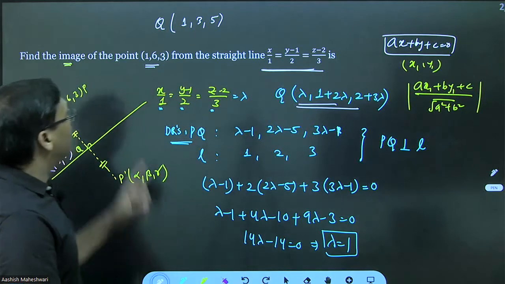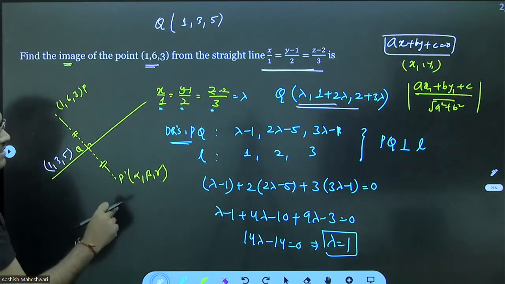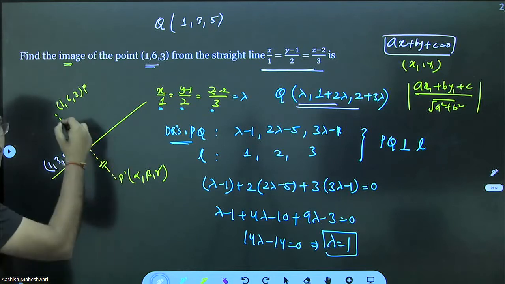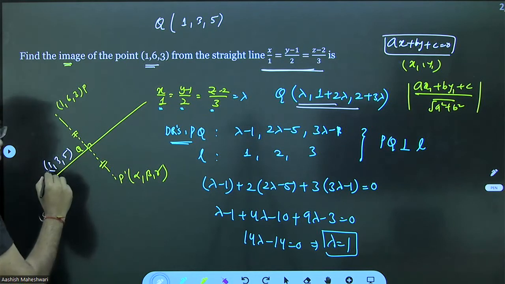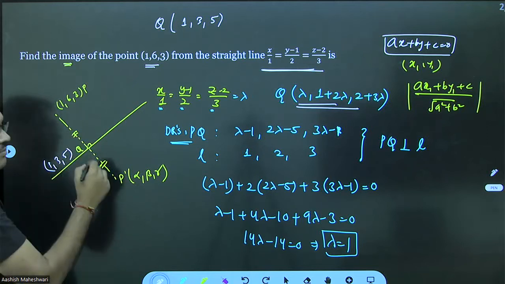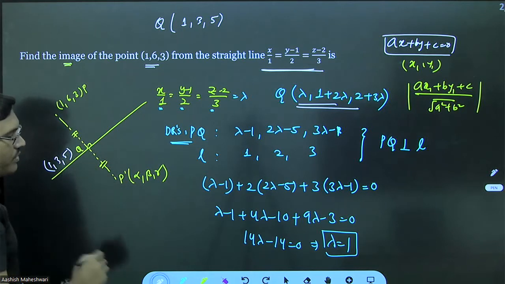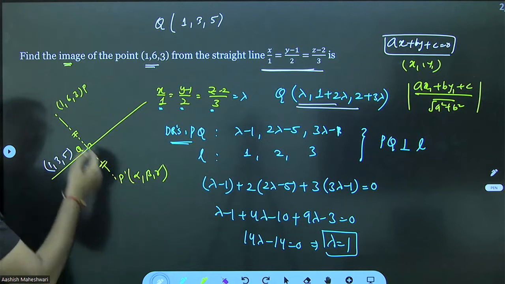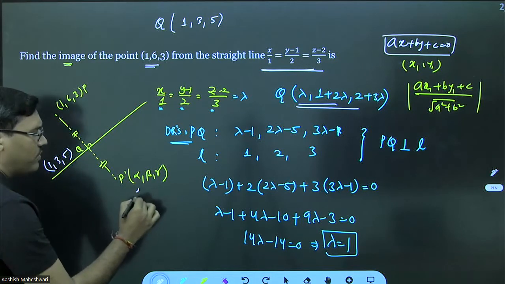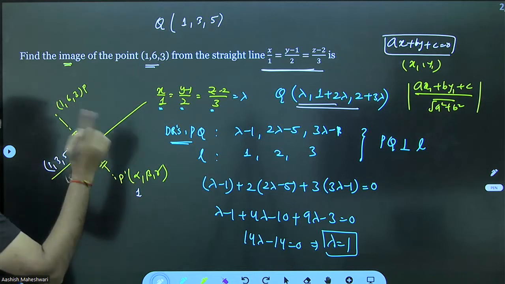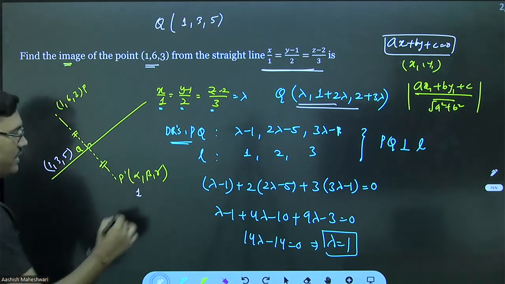Now the question is, what is the image? You can easily find the image. How? Apply the midpoint formula. Alpha plus 1 by 2 should be equal to 1. Q should be the midpoint of the image. So what is the value of alpha? You can clearly see, if this is 1, I want 1 here. So it has to be 1, because 1 plus 1 by 2 will give you 1.